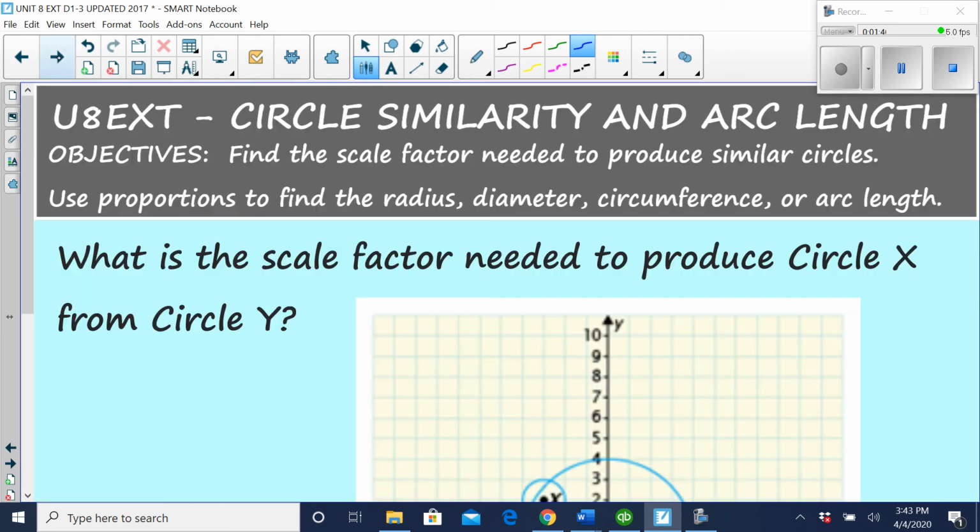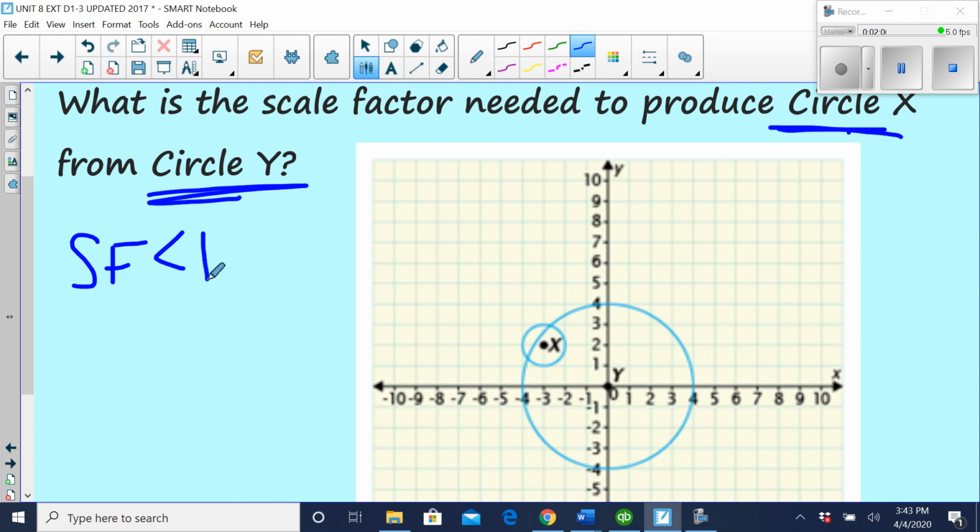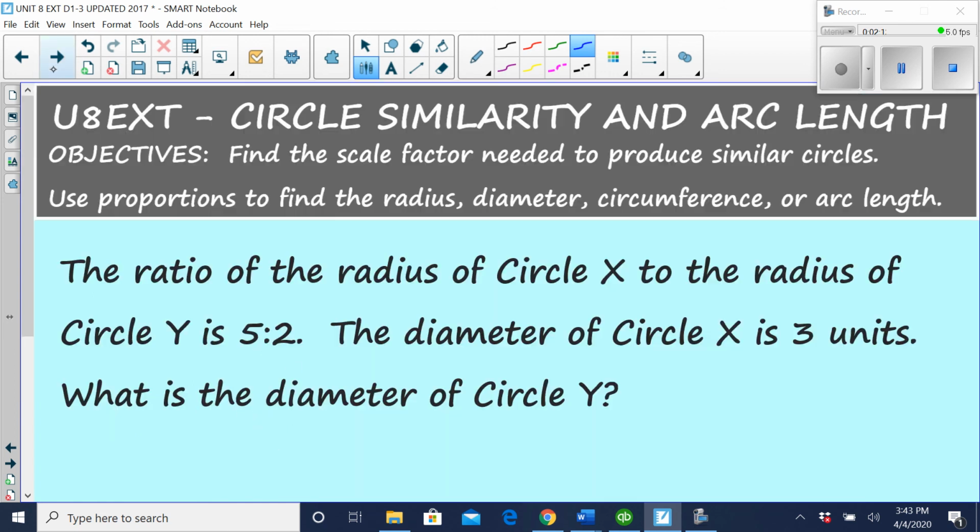Okay, so if I try another one, this next one says, what is the scale factor needed to produce circle X from circle Y? Okay, starting from circle Y, going to circle X, okay? So I can see that it got smaller. That means my scale factor needs to be less than 1, okay? So comparing the radii again, looks like circle X has a radius of 1. Circle Y has a radius of 4. So if I want to write the scale factor, it should be smaller than 1, which makes it 1/4, okay?